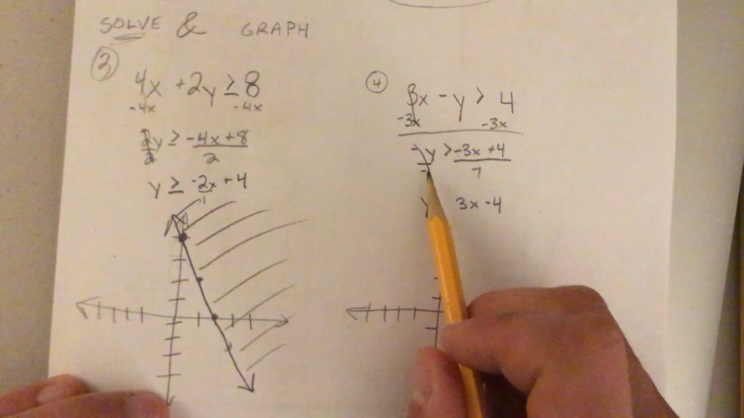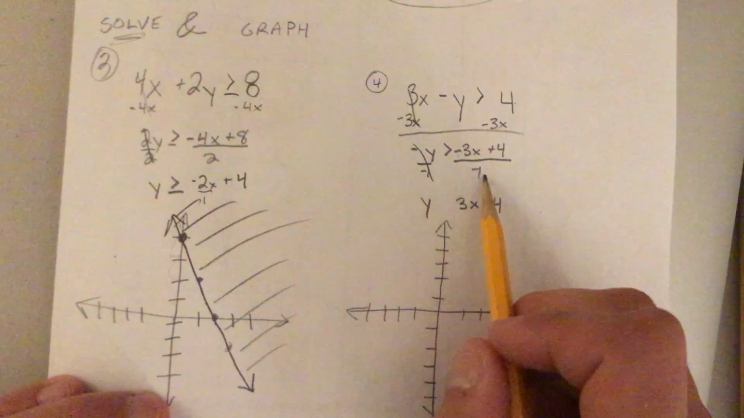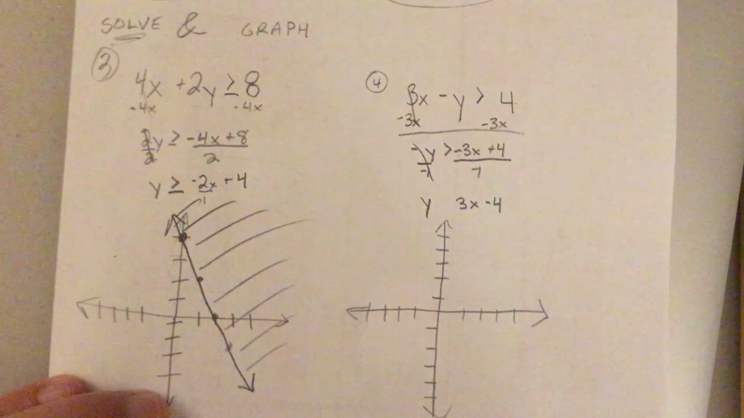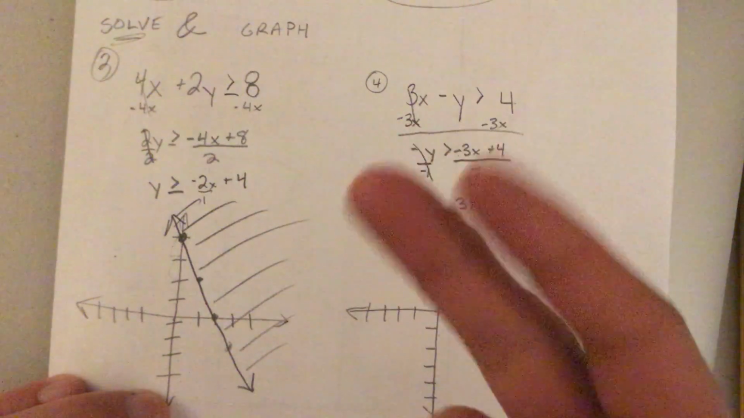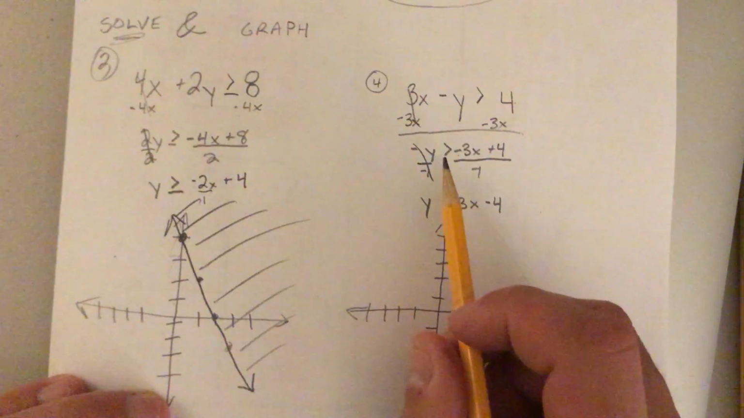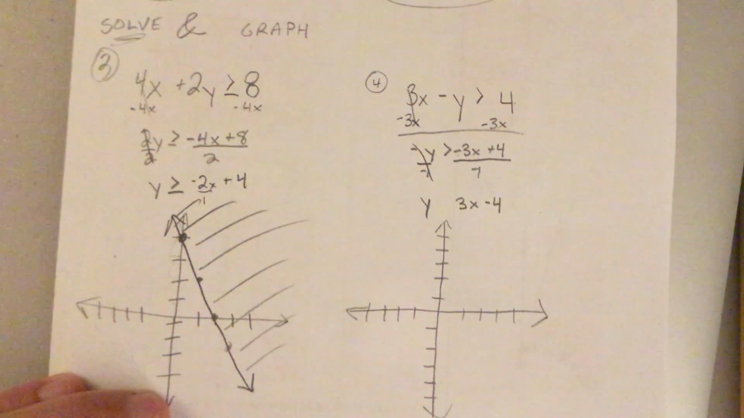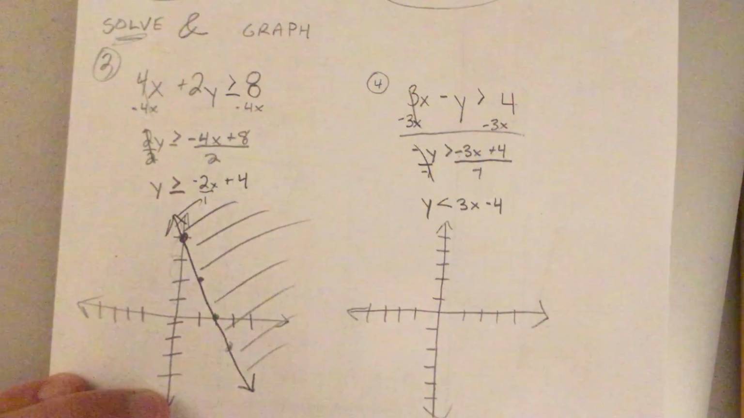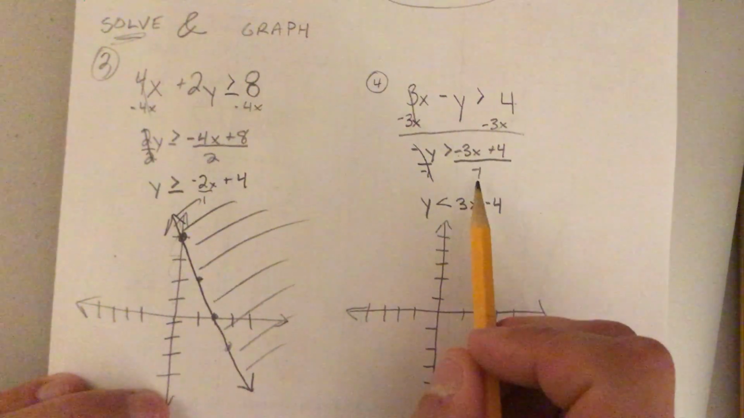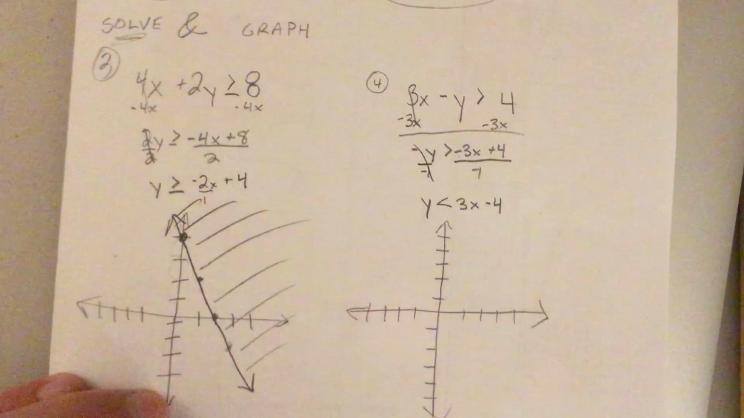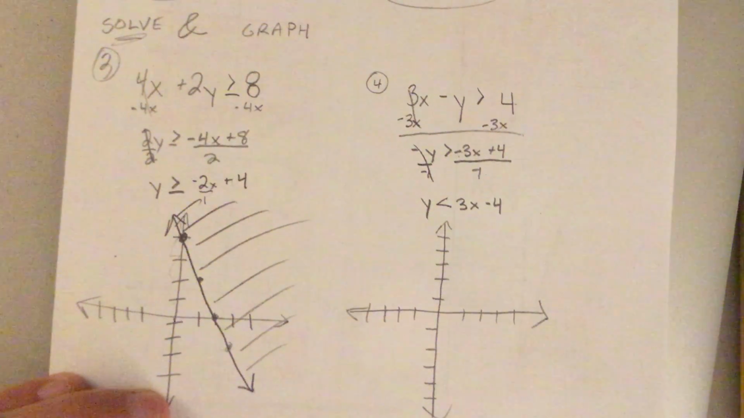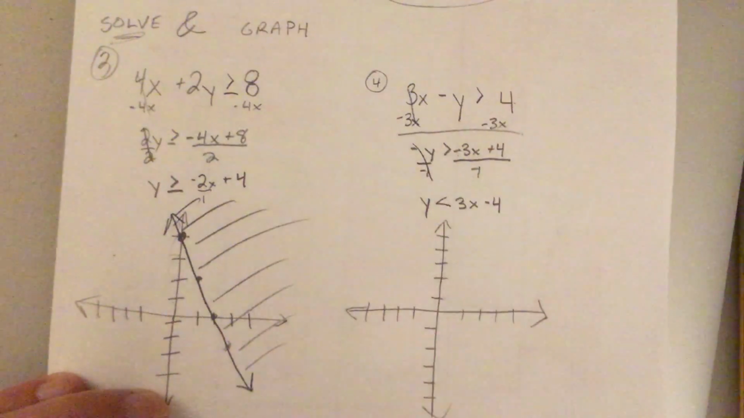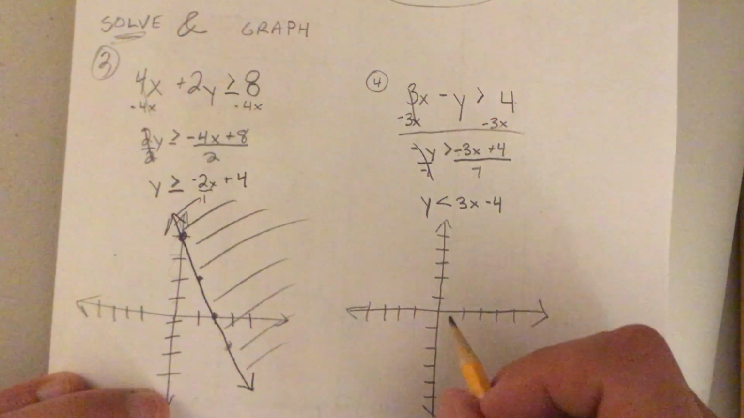Back to our inequality. Whenever we divide or multiply both sides of the inequality by a negative, our symbol flips. What that means is this will no longer be greater than. It's now flipped to a less than. Okay? And once again, that's whenever you're dividing both sides or multiplying both sides by a negative. That's the only time our symbol flips. Now let's graph and go.